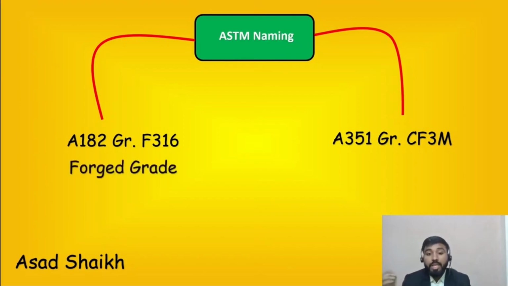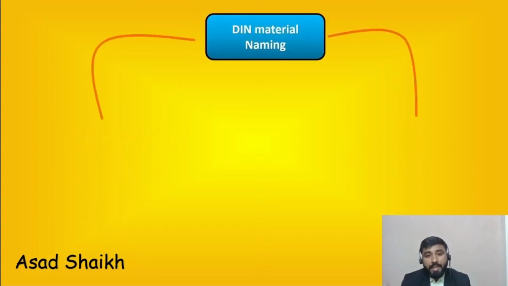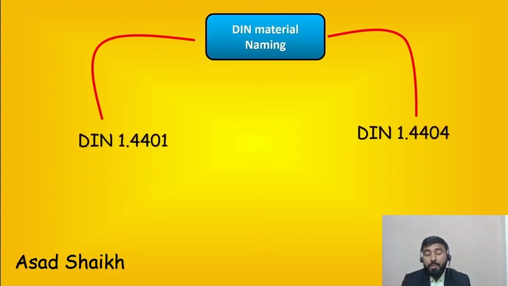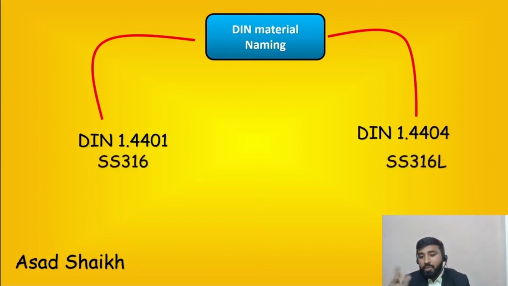So both of these stand for nothing but 316. That being said, the DIN is another numbering system which is kind of more confusing. 1.4401 has nothing to do with 316 mentioned anywhere near to it, but it is the 316 grade, and in the end if it ends with 04, it's 316L. So again, in this you don't know whether it is forged or cast.